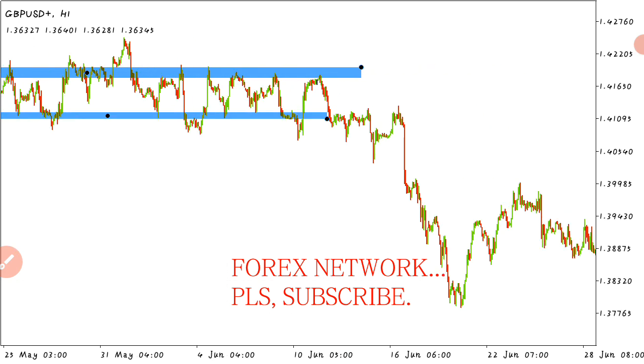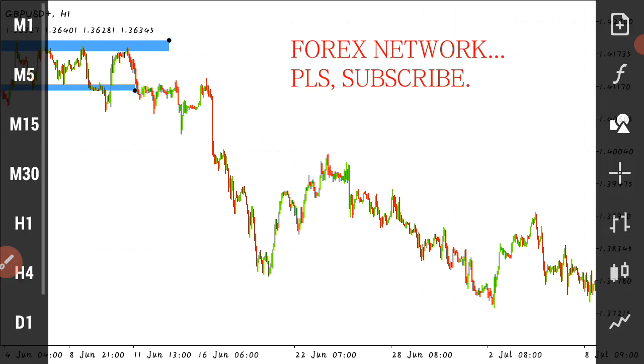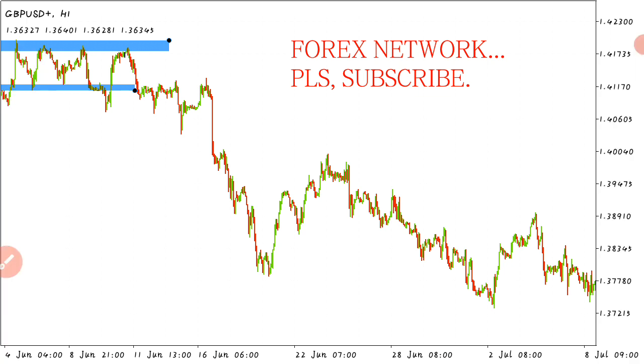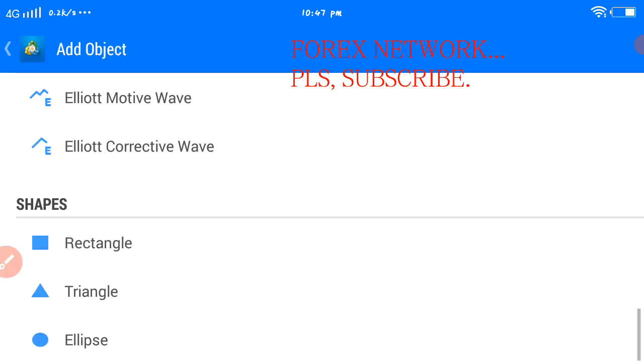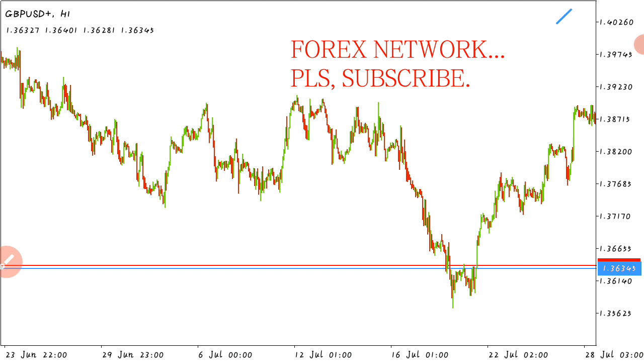Let me use an instance. What we just want to see is where the market respects, where the market shows signs of buyers and sellers concentration. So let's just do something like this. Let me use something around this level.